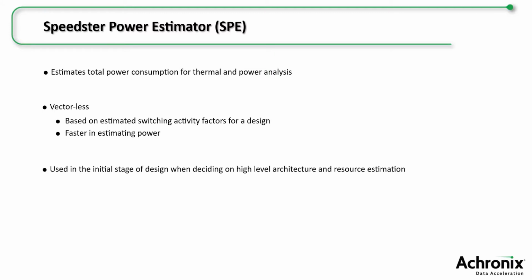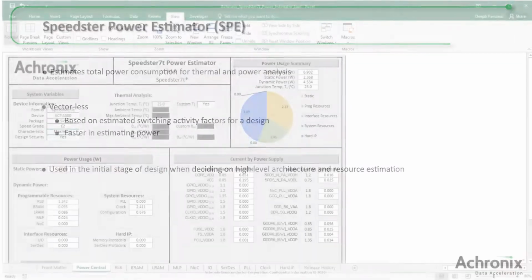The SPE is typically used in the initial stage of the design process where the architectural details and resource estimates are being outlined to help make crucial design choices. So if a design exceeds the power requirements, it is very helpful in identifying the components that burn more power and revise them. Now let's dive into how to use the tool.